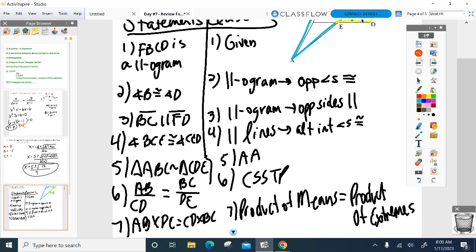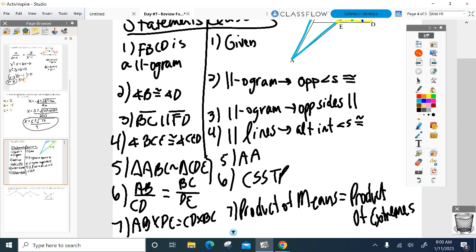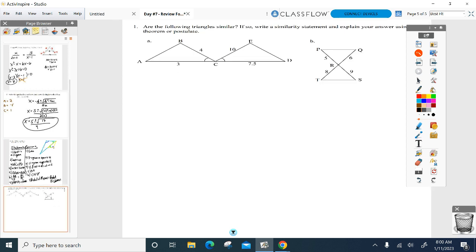Any questions from you guys? I'll talk about the number of proofs and the setup of the exam tomorrow. We don't need to do it now though. Two days away. And most of you guys finished number 1 yesterday in class. A is similar by side angle side similarity, and B, those two are not similar. We finished those.